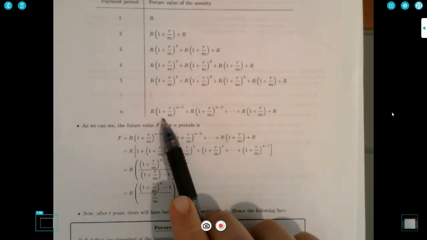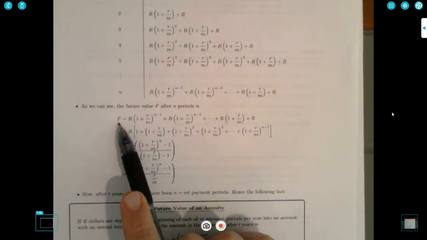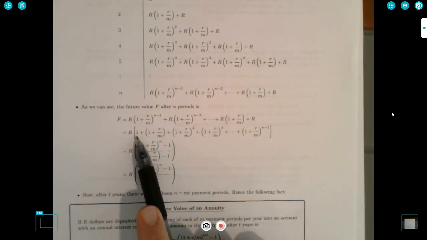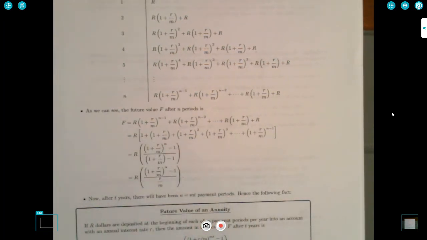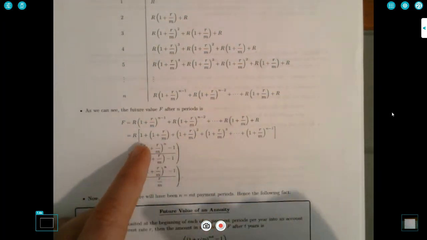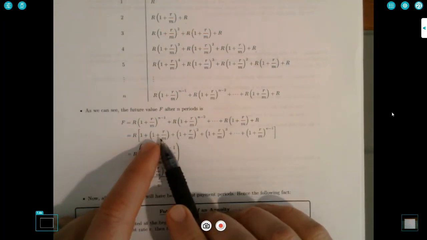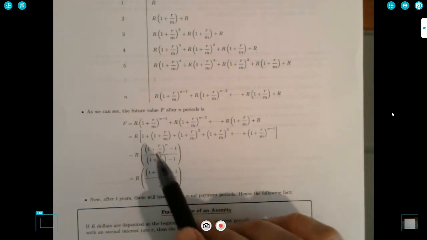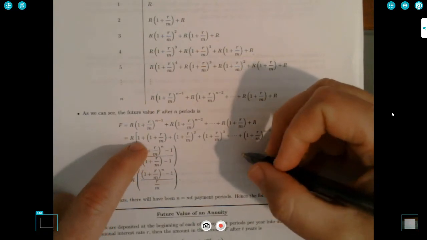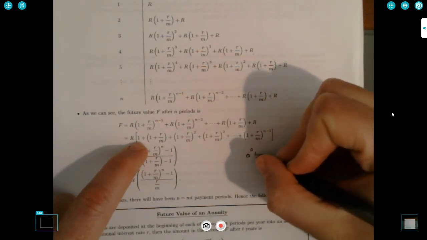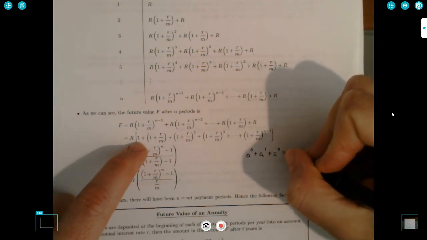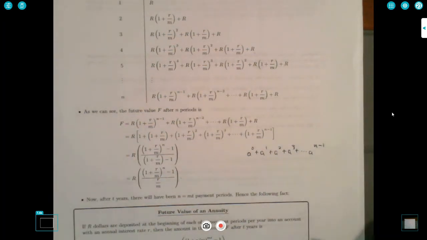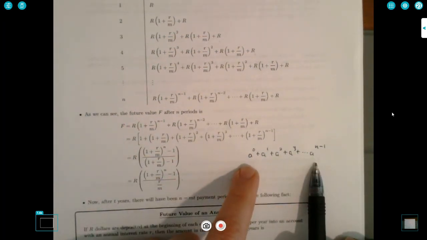The good news is that we can handle this kind of thing. The future value F is going to be this sum. We can factor out the R, and that leaves us with this stuff. And now here's the crazy thing. This kind of sequence, 1 plus r over m, (1 plus r over m) squared, (1 plus r over m) cubed. If we just call 1 plus r over m a, then this is really a to the 0 plus a to the first plus a to the second plus a cubed and so forth, all the way to a to the n minus 1. This is what's called a geometric series.